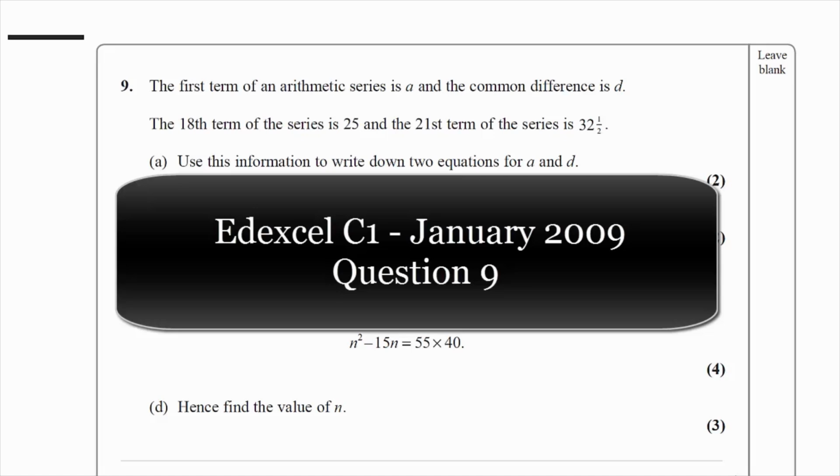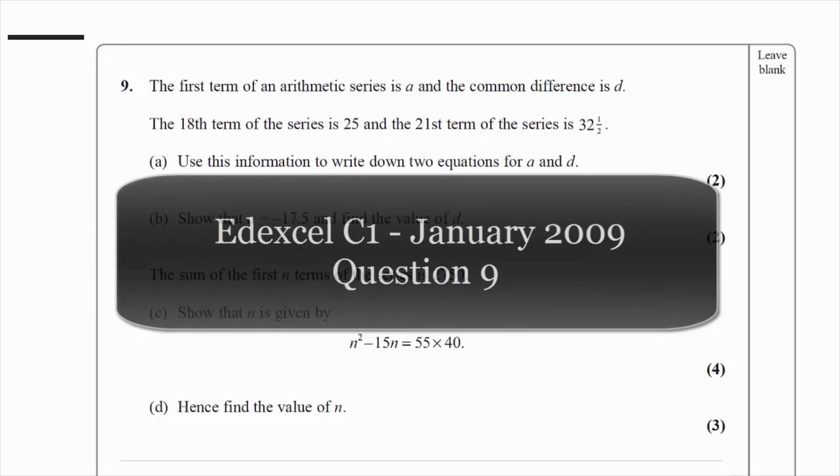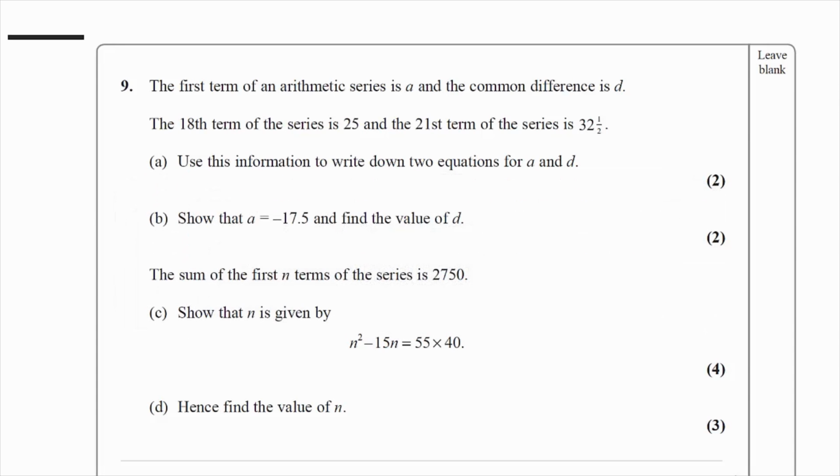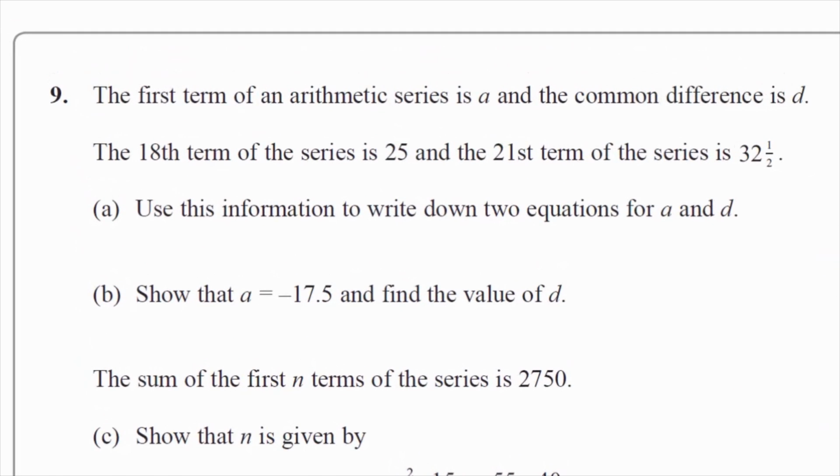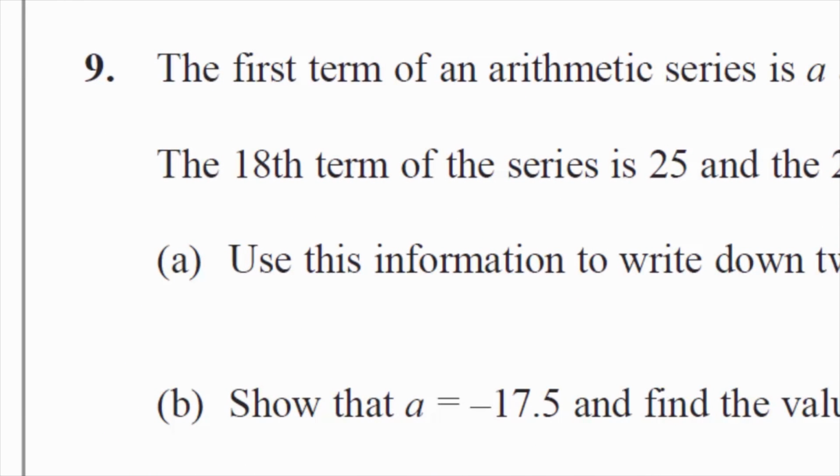Alrighty, boys and girls, this is January 2009, C1, question 9. The first term of an arithmetic series is A, and the common difference is D. Thank you very much for educating us, Mr. Examiner. The 18th term of the series is 25.